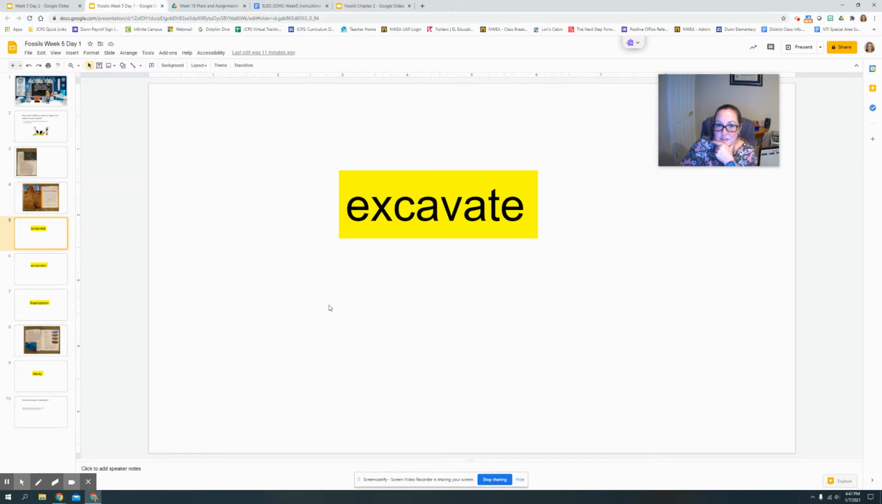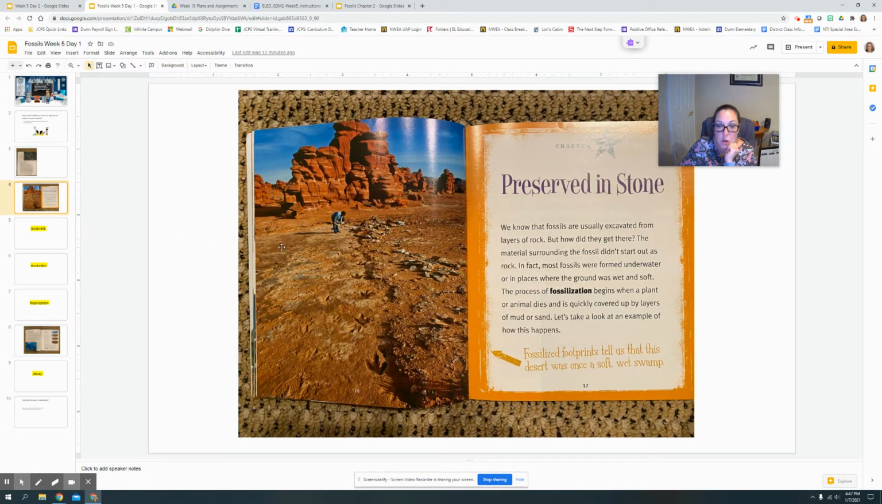And I even made a slide for excavate because it's such an important word. What does it mean? Let's go back to the text and see if we can figure it out. We know that fossils are usually excavated from layers of rock. Let me think of a word that might work. We know that fossils are usually removed from layers of rock. We know that fossils are usually taken out of layers of rock. Excavated must have something to do with fossils being removed from the rock or taken out of the rock.